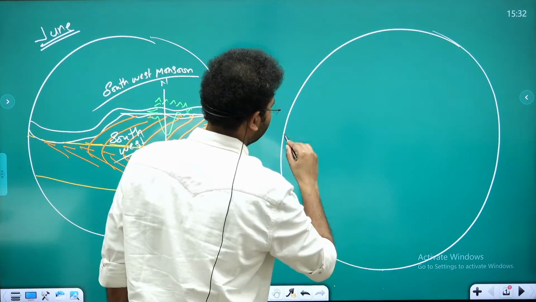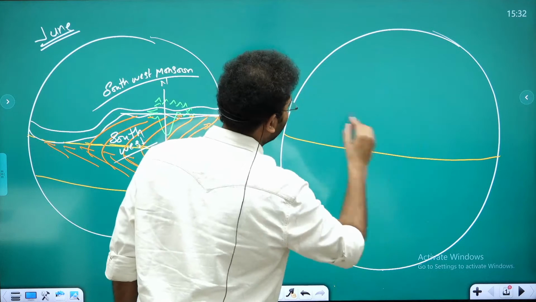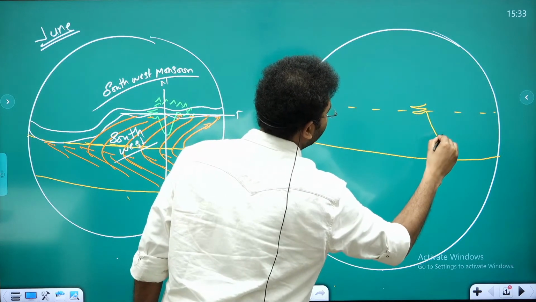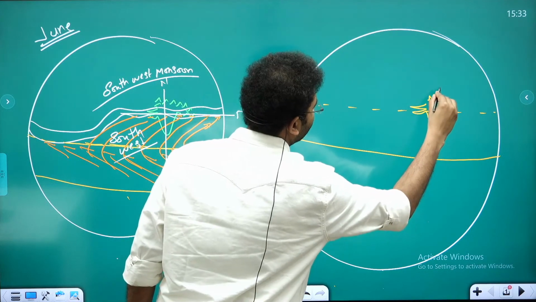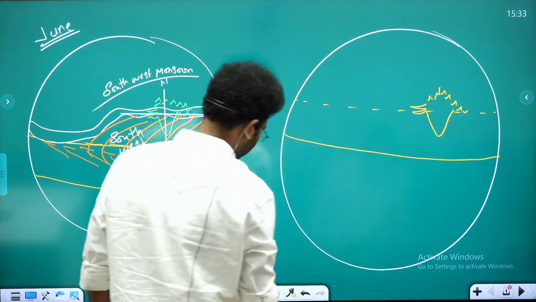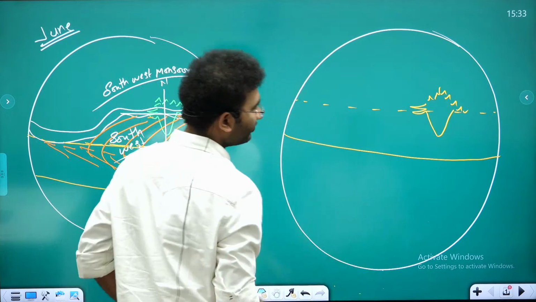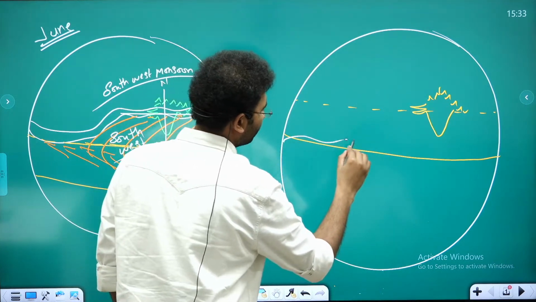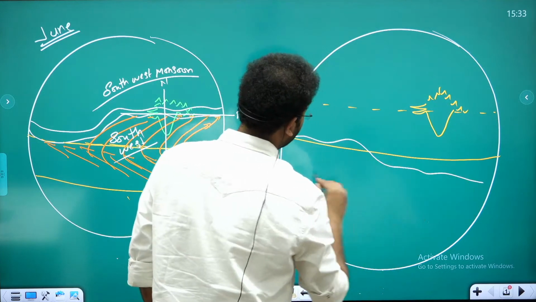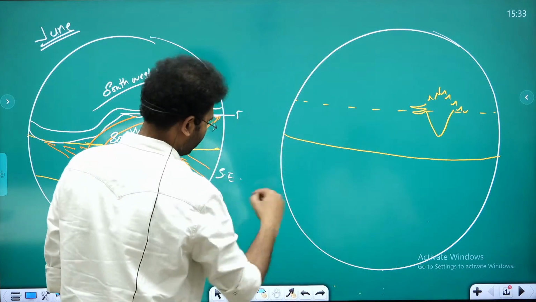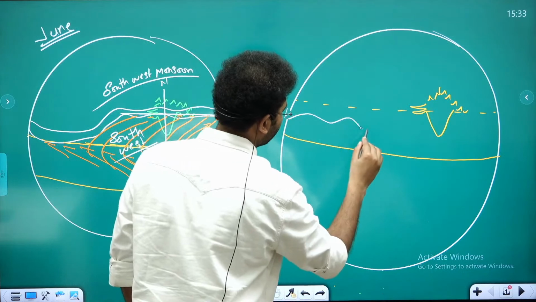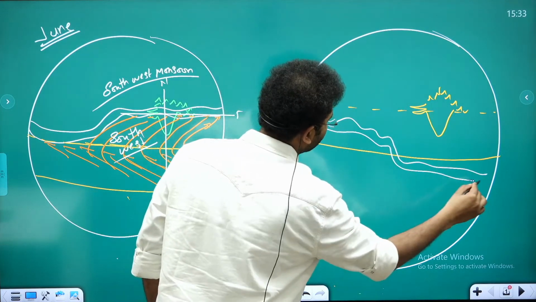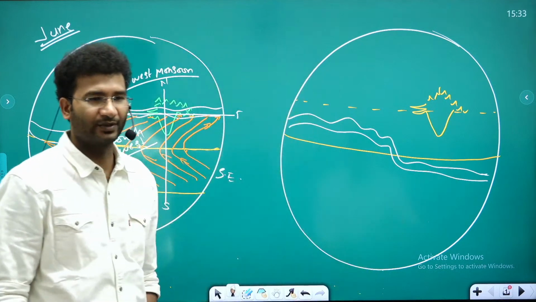Let me draw. This is your equator and Tropic of Cancer. Here you have your India. See, your ITCZ zone, it is somewhere in this southern hemisphere. It is like this. South of the equator, somewhere it will be.